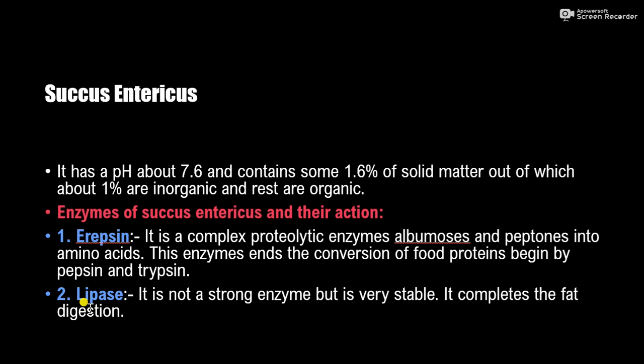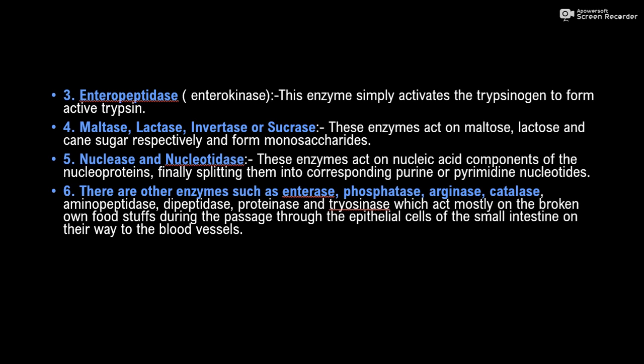The second enzyme of succus entericus is lipase. It is not a strong enzyme, but it is very stable, and it completes the fat digestion. The third enzyme is enteropeptidase, also called enterokinase. This enzyme activates trypsinogen to form active trypsin. The inactive form of trypsin is trypsinogen, and it forms active trypsin with the help of enteropeptidase.